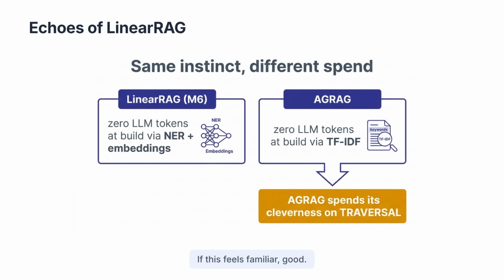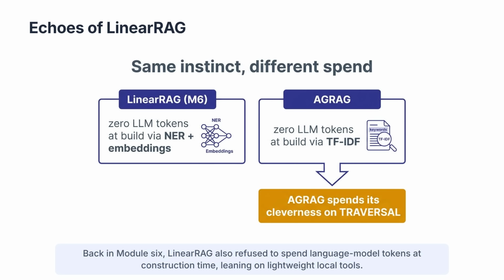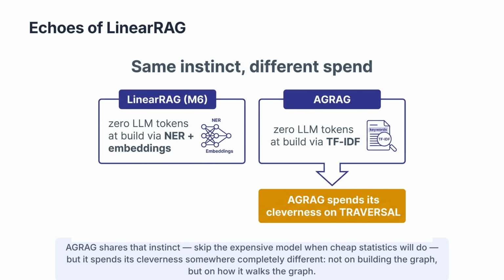If this feels familiar, good. Back in Module 6, linear RAG also refused to spend language model tokens at construction time, leaning on lightweight local tools. AGRAG shares that instinct. Skip the expensive model when cheap statistics will do, but it spends its cleverness somewhere completely different, not on building the graph, but on how it walks the graph.